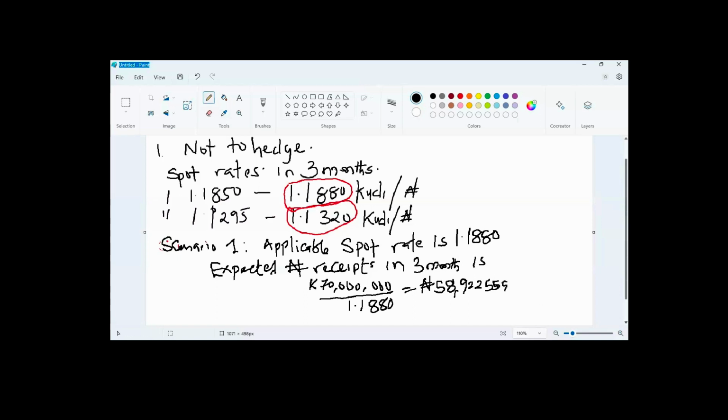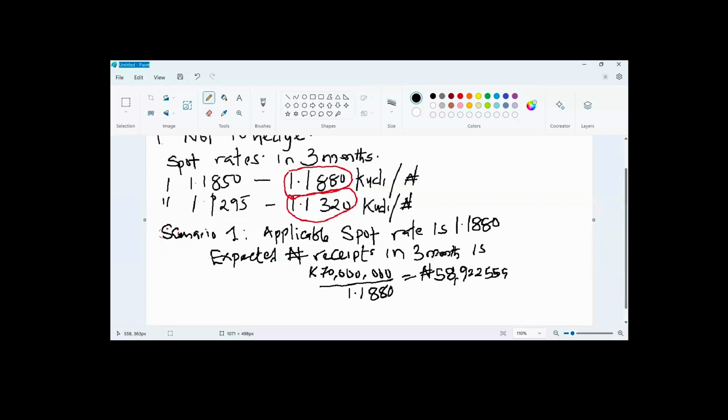If scenario 2 should happen, I will now come here. Applicable spot rates. The applicable spot rate is the higher one because bank is the buyer, customer is the seller. 1.1320.